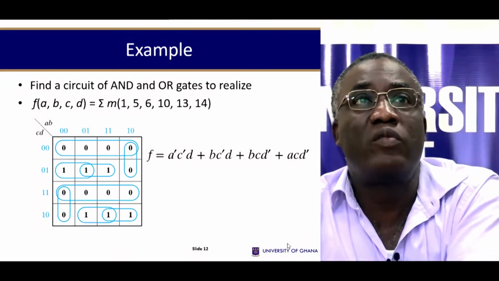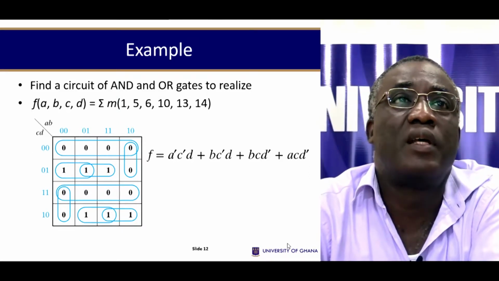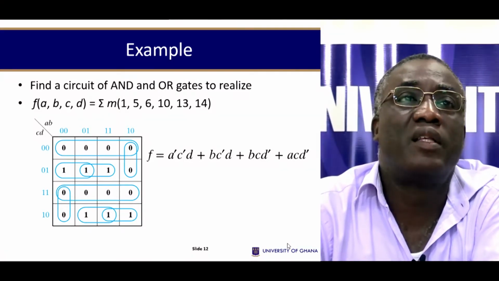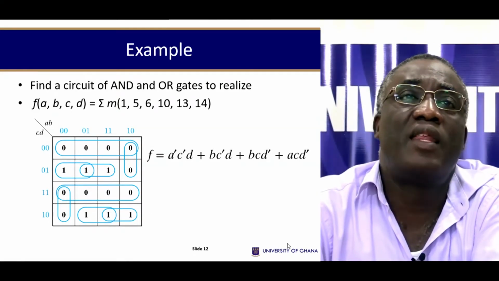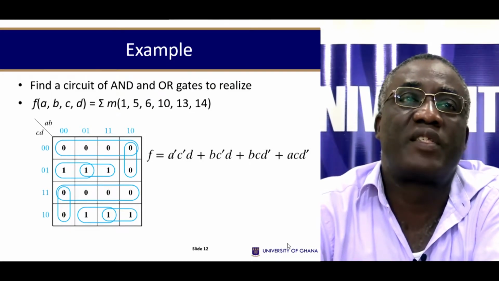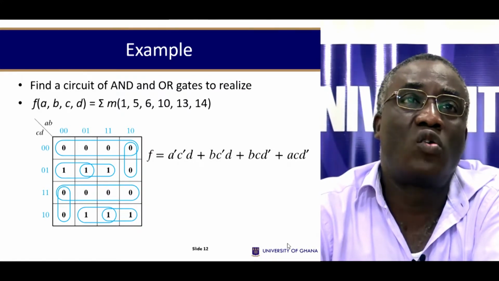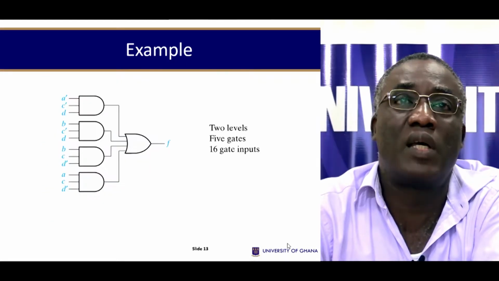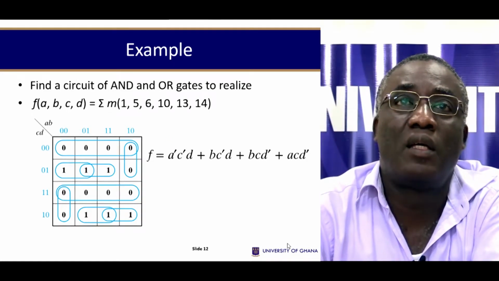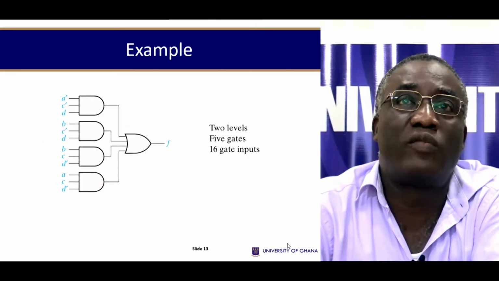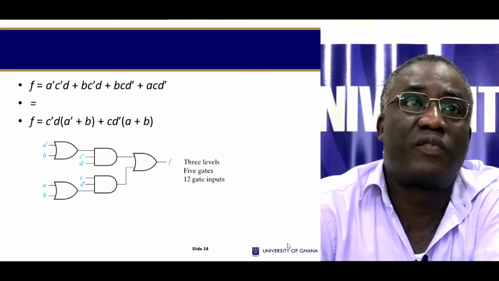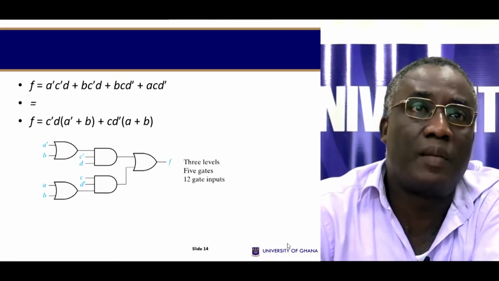Now, we have a certain function, and we want to find a circuit of AND and OR gates that will realize it. This function of A, B, C, and D is given by the minterms 1, 5, 6, 10, 13, and 14. This means that we need to draw the Karnaugh map, put these terms there, and then attempt to minimize. For the function, using the ones gives the ANDs and using the zeros gives the ORs. For the two-level OR gate, you need 5 gates. The function you saw earlier would lead to something of this nature, so you have 2 levels, 5 gates, 16 gate inputs. That is developed further here, 3 levels, 5 gates for the other one, which you can work through step by step to see how this evolves.